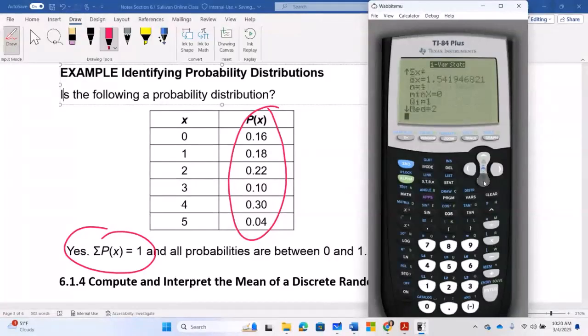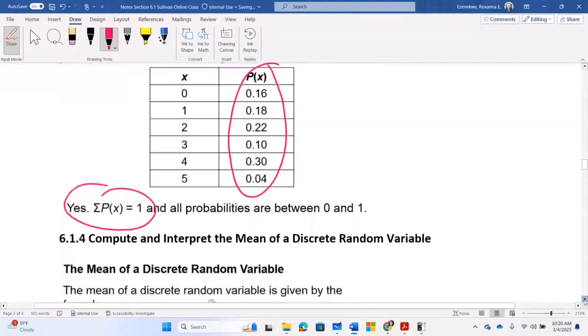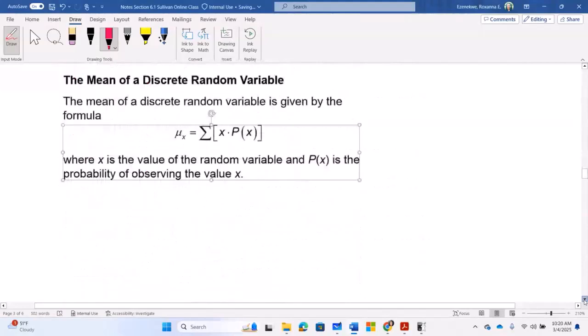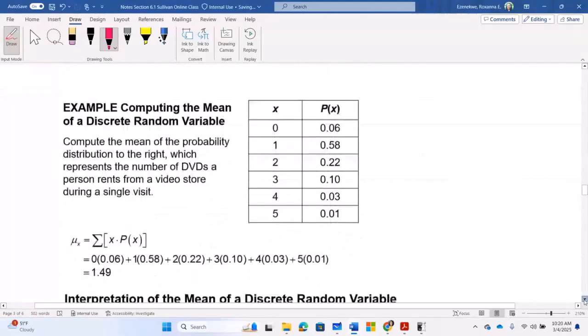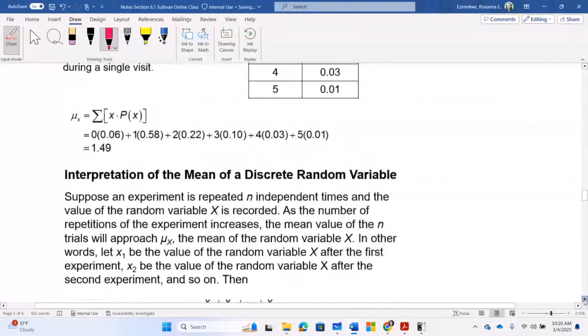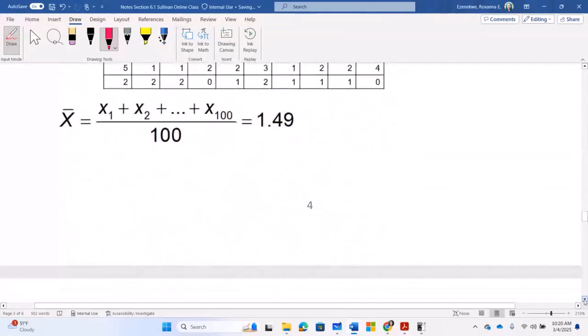So we already know this. And that's all. You really need to know how to do it by calculator and by hand. You need to know how to find the expectation by hand and by calculator. Okay, and the next thing is another example, but we have done enough examples.